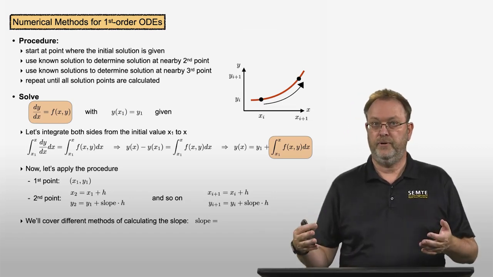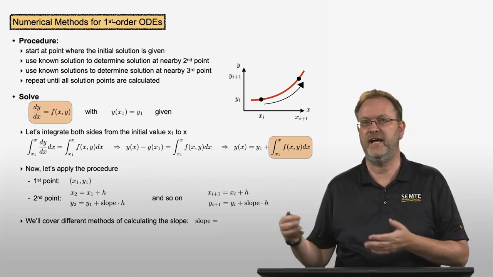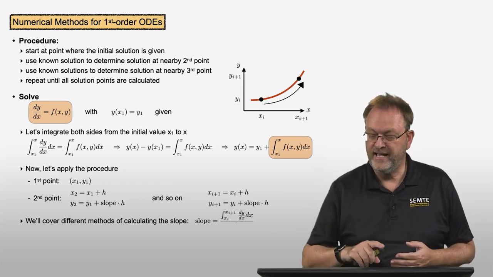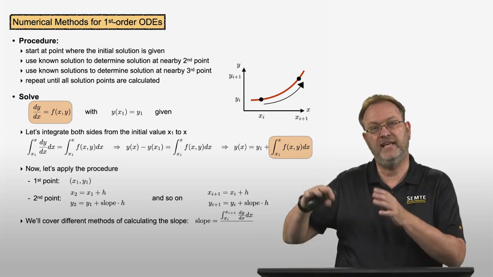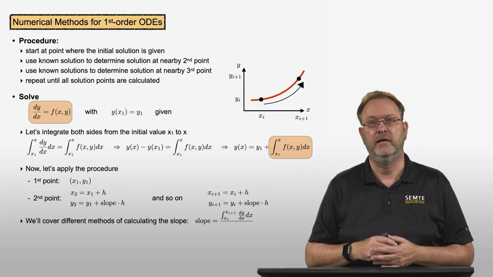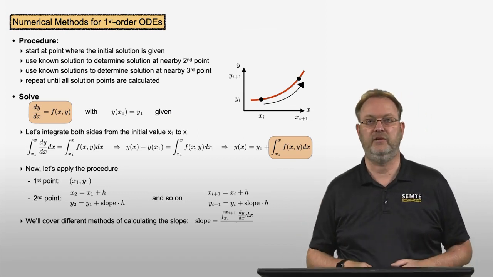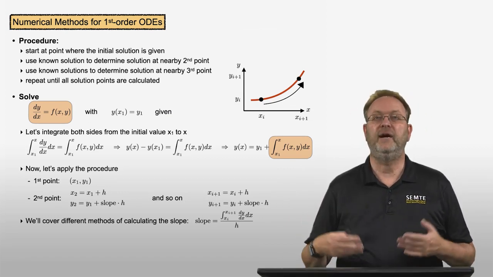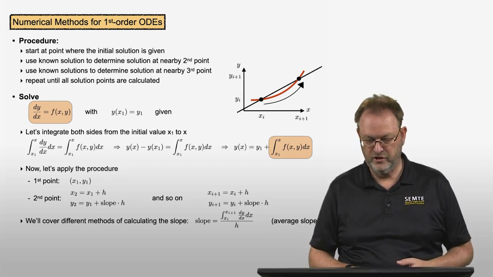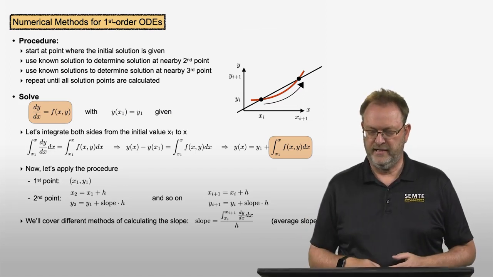So the slope is the derivative dy/dx, which is f of x and y. But what the slope really is, is this integral, the average of the f of x, y in the interval from xi to xi plus 1. It's the mean value of the slope of y of x from xi to xi plus 1. So it's this integral divided by h. That would be the analytical form of the slope. So it's the average slope. So that would be indicated here by this line.